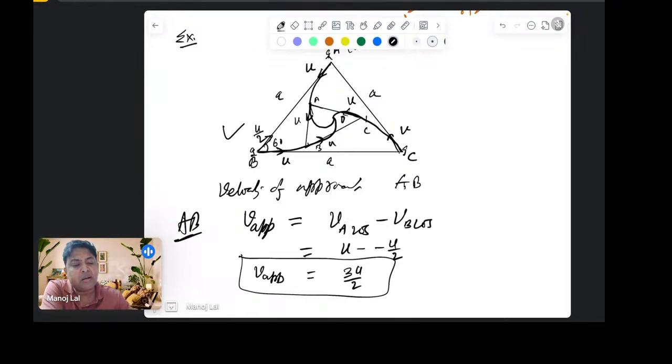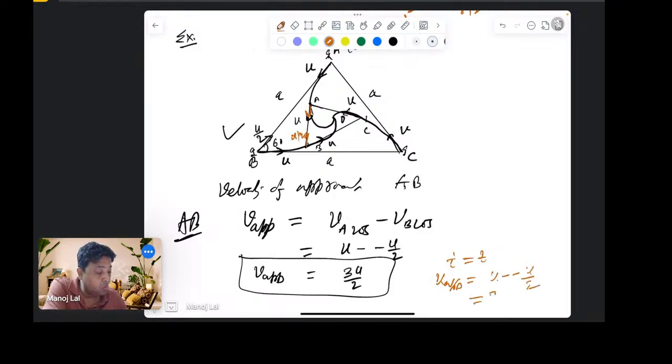At some other instant, at time t, this is u, this is u, this is u. Again, this angle is 60 degrees. So the approach is u minus minus of u cos 60, that we can say is 3u by 2. So at some other instant also, this is u, this is u by 2. So at t equal to t, the velocity of approach is again u minus minus of u by 2, and that will be 3u by 2. Okay, I think it is right.